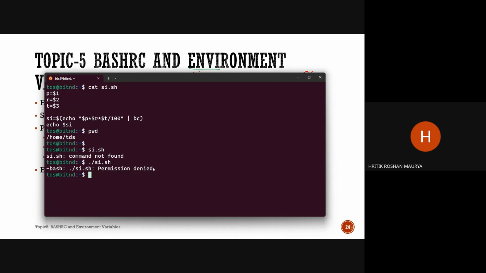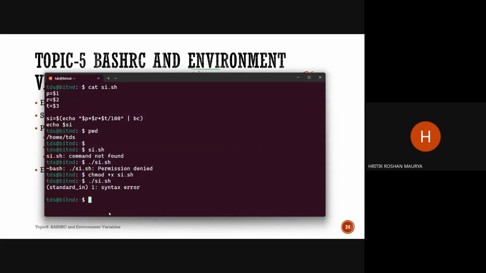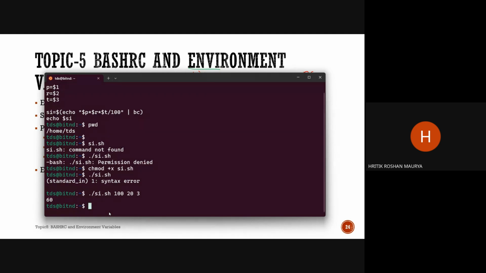So I need to give the permission. And what is the command for giving permission? chmod +x and si.sh, the file name. The path you can provide like this, or by default it takes. So now if I run it, it will run, but it is saying that I want some standard input. I will provide these inputs: 100, 20, 3 years. So it is calculating the simple interest.